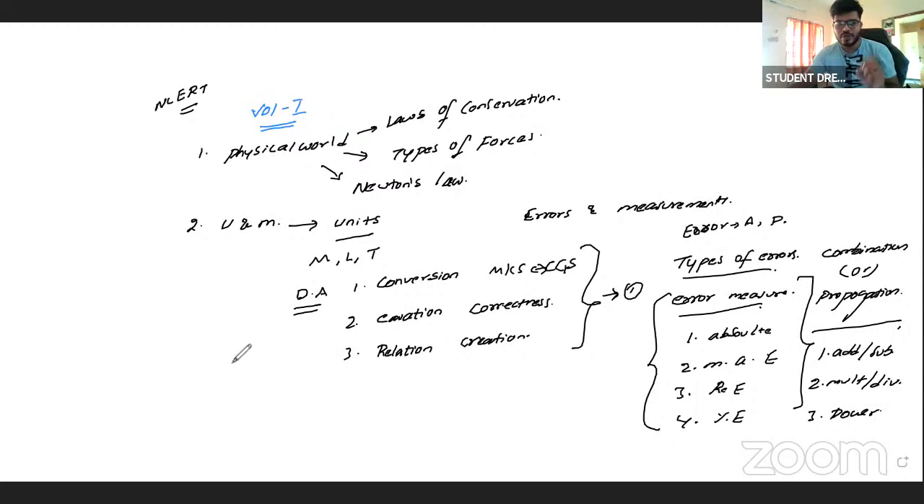So we can expect 1 to 2 questions from this chapter. So 1 question from your dimensional analysis related to your units also sometimes. Okay, and second one is your types of errors and this propagation of errors. Okay, so we can expect 2 questions from this units and measurement alone. Okay, and next one, third case.